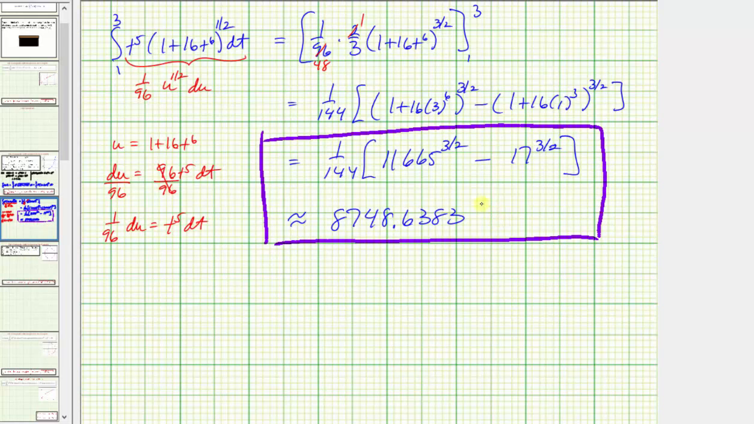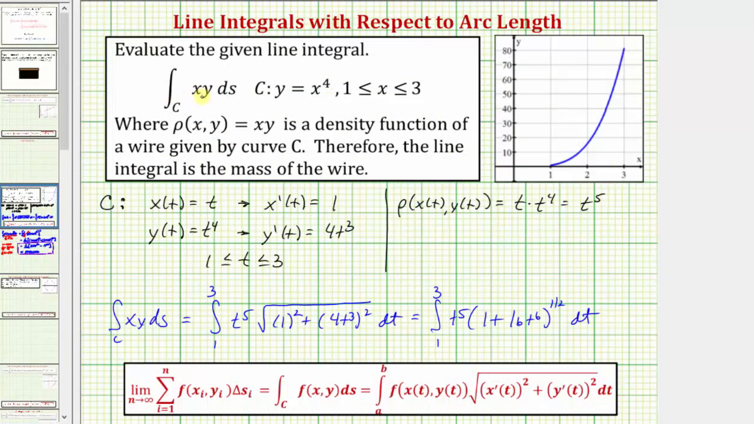But going back to the first slide just for a moment, because the integrand function of this line integral is a density function of a wire along the curve C, the line integral does give us the mass of a wire along this curve here.